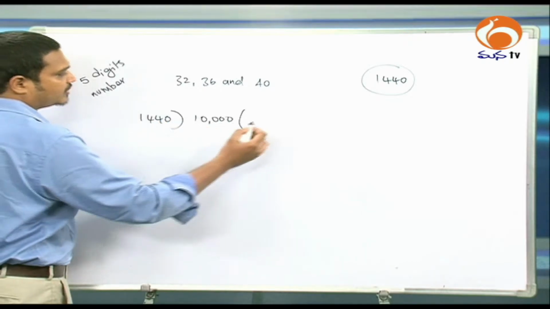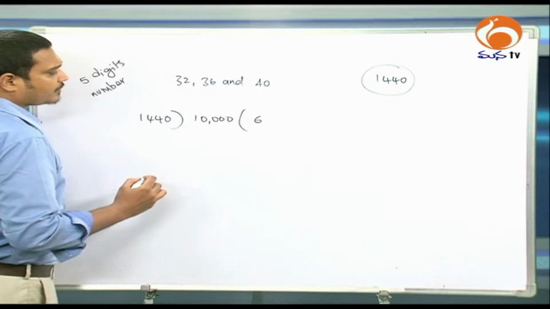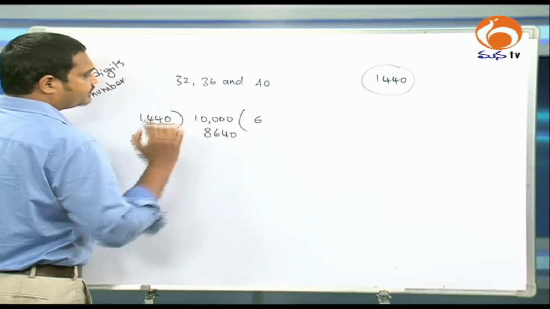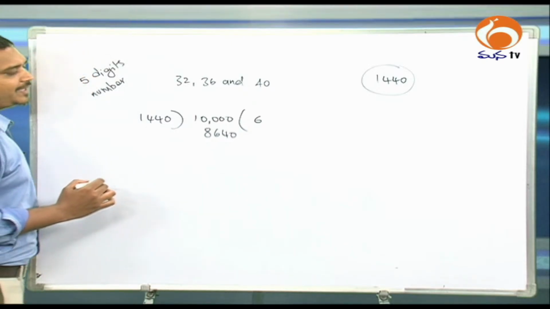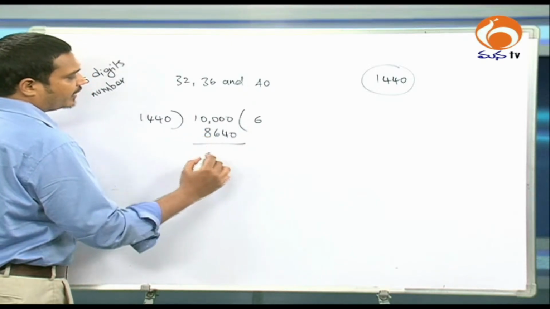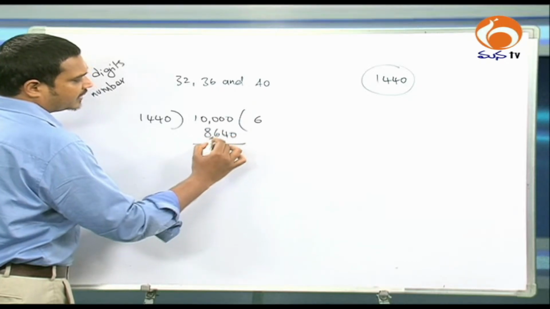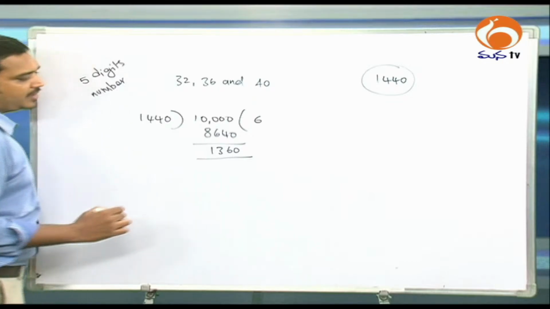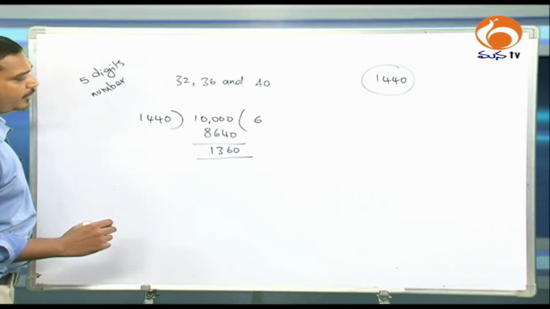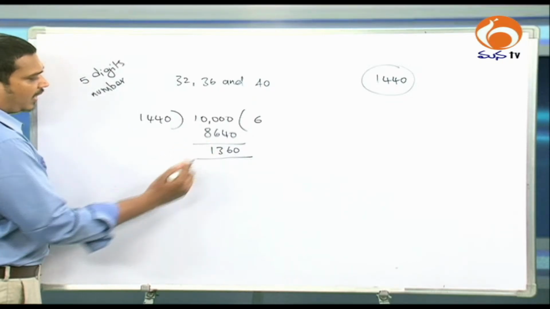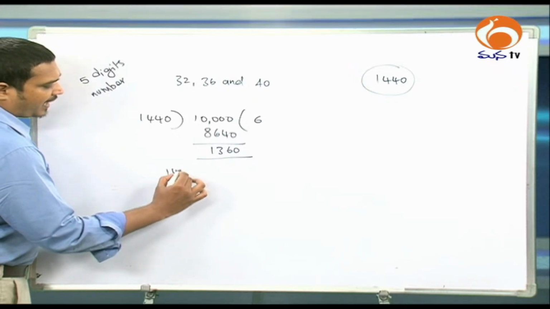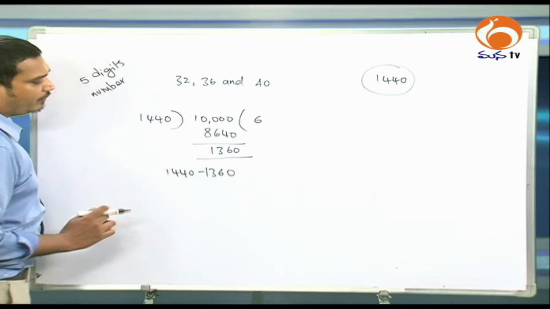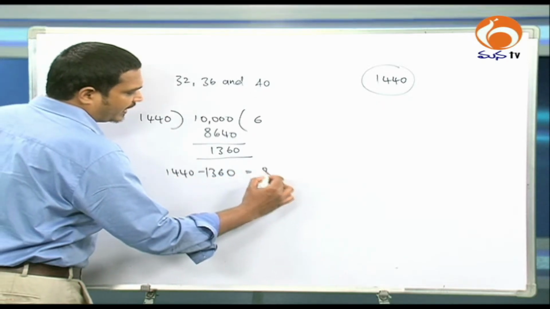Now what you do is divide this least possible 5 digit number, 10,000, by 1440. Dividing is so simple, the quotient is 6, and 1440 into 6 is 8640. So the difference with 10,000 is going to be 1360. Done. Now just subtract this 1360 from 1440. The number that you're going to get is 80.